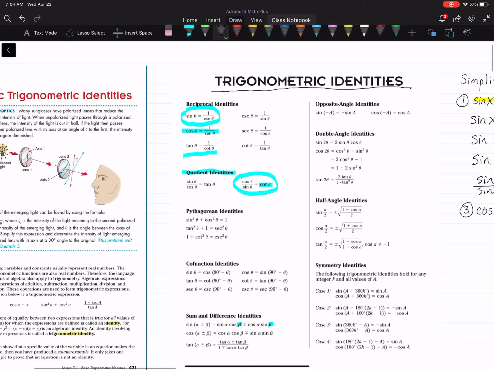And again, these are just interchangeable when you have fractions like this. Okay, what does that mean? That means you can change these two, or these two, or these two. Okay, so sine theta equals 1 over cosecant theta, or you could say cosecant theta equals 1 over sine theta. That's all that's saying. Okay, it works both ways.